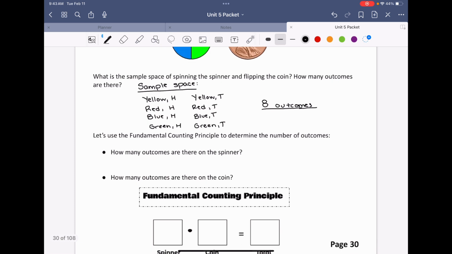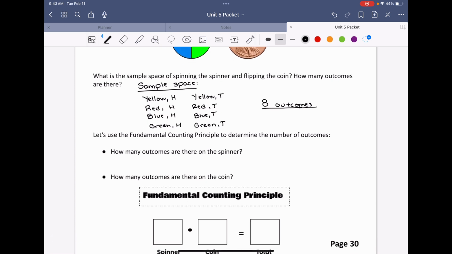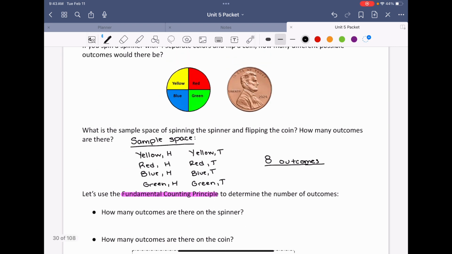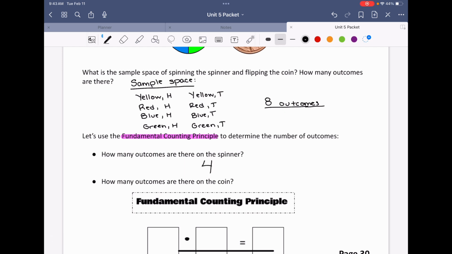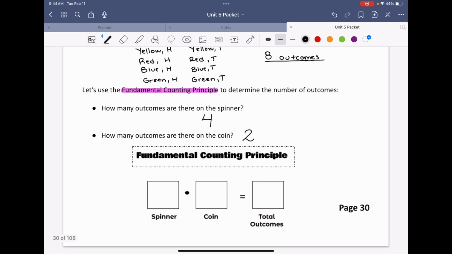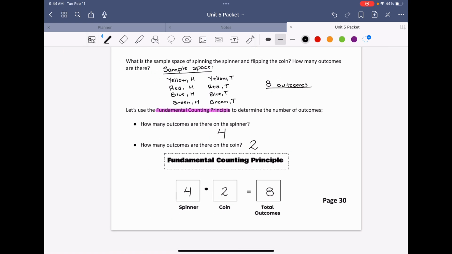But when we get to a value that's got a lot more outcomes than that, there is an easier way, and that's called the fundamental counting principle. So in order to do that, we need to know how many total outcomes there are on the spinner. So if I take a look at my spinner, there are 1, 2, 3, 4 total outcomes. How many outcomes are there on the coin? I know that there are 2 total outcomes on the coin. So the fundamental counting principle tells me that I can take the outcomes of my 2 independent events and multiply them together. So 4 times 2 to get my total amount of outcomes. And that's all we have to do.